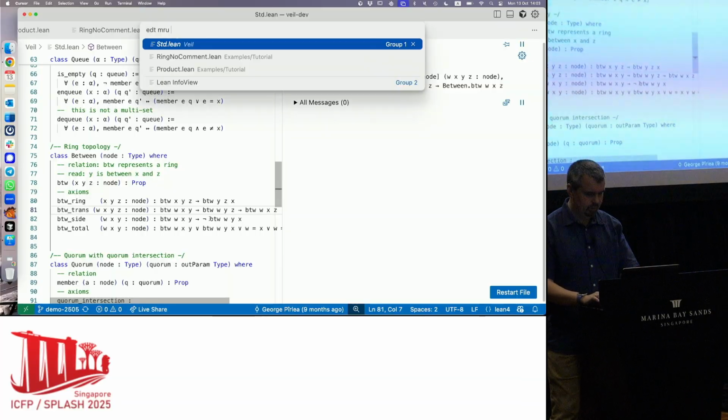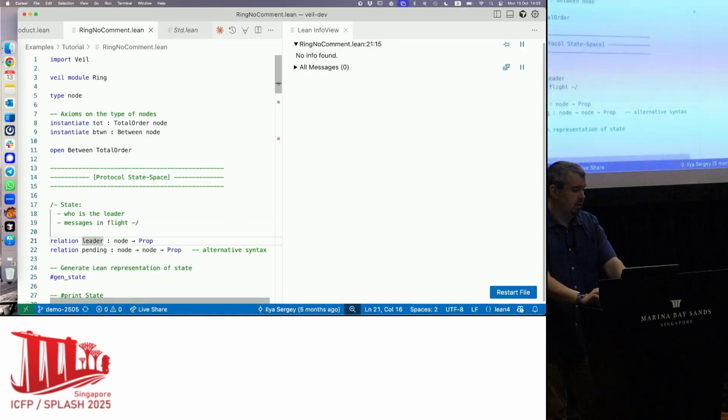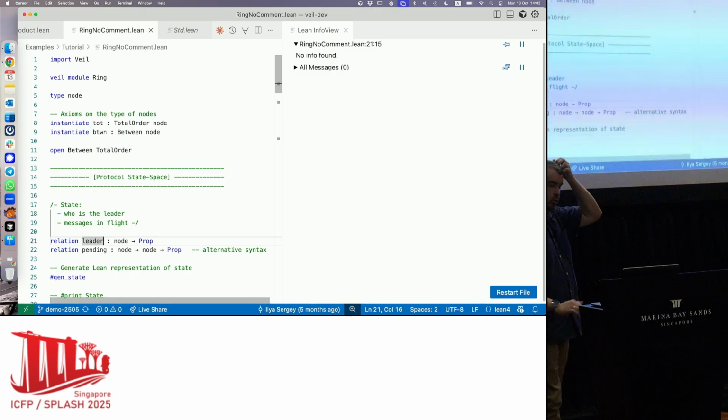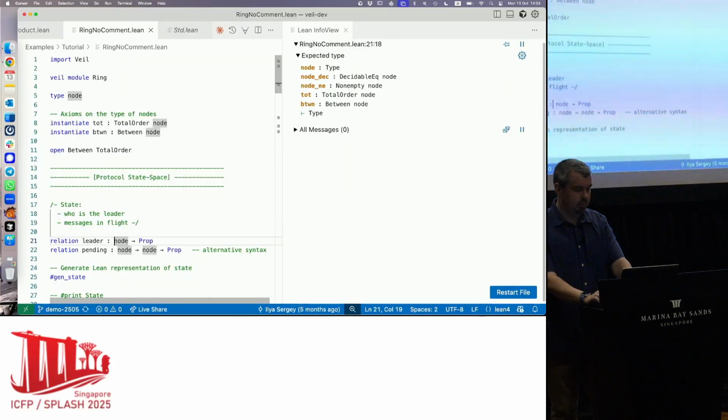Okay, so armed with these two theories on our nodes, we can now define the state of the protocol and the semantics of our protocol in the form of what can happen. The state is also quite simple. We could define it as data structures, but again, since we are going to use SMT a lot, a better choice is to define the components of our state as relations. You can read them as functions from node to bool, or in this case, node to prop.